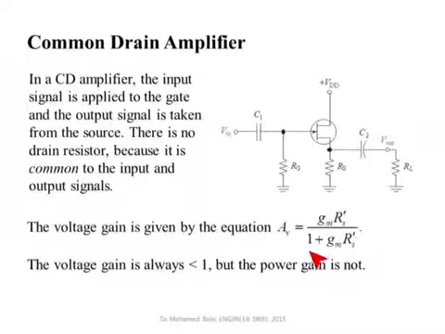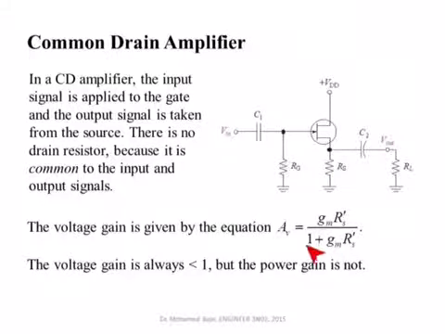GM RS dash over 1 plus GM RS dash. What is GM? GM is the transconductance of this transistor. And by the way, this expression will apply if this is an enhancement type MOSFET or depletion type MOSFET, or if it's a JFET. The same expression will apply. RS dash is the total resistance seen in AC by the source. So in AC, the source sees RS in parallel with the load resistance. So this parallel combination is what we call RS dash.